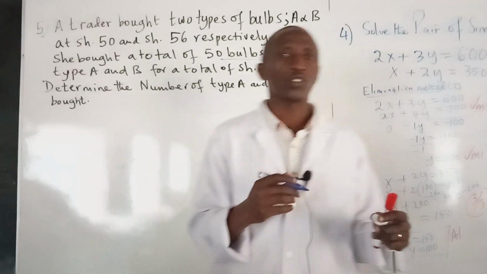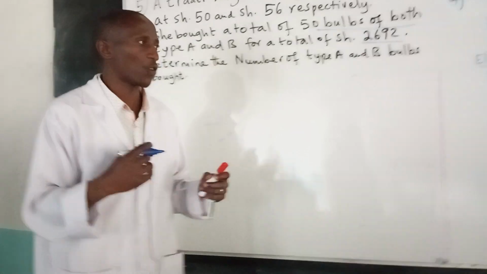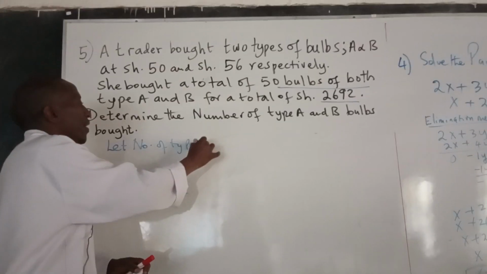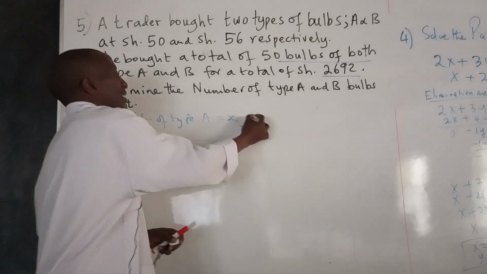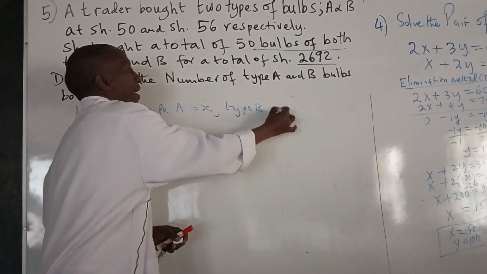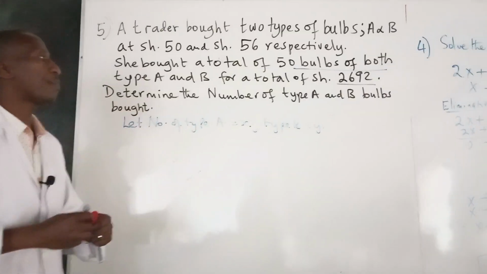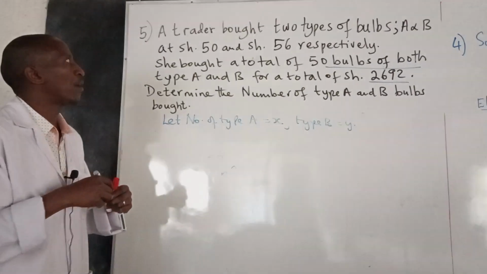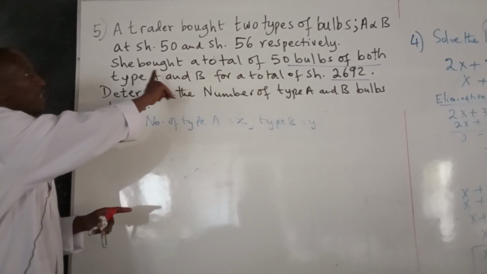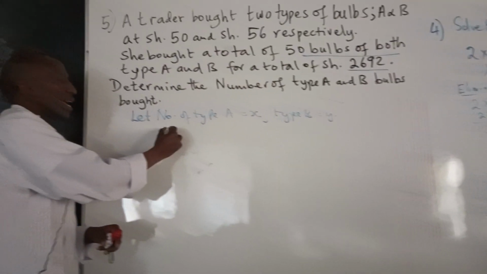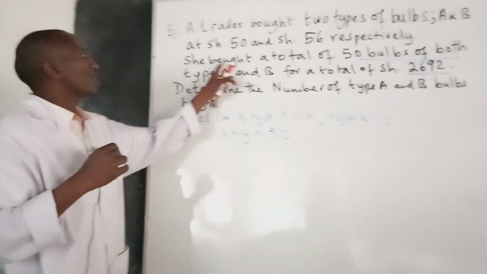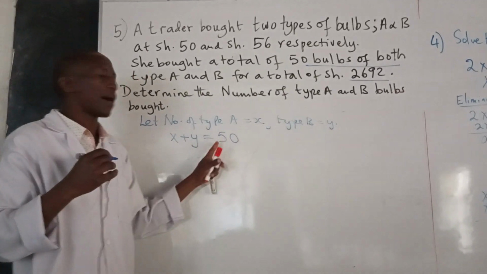So viewers, in this kind of question, we can use the unknowns X and Y, whereby we say, let the number of type A be X and type B be Y, such that we develop some simultaneous equations. For the first statement, she bought a total of 50 bulbs, we get X plus Y is equal to 50. The X and the Y total 50.